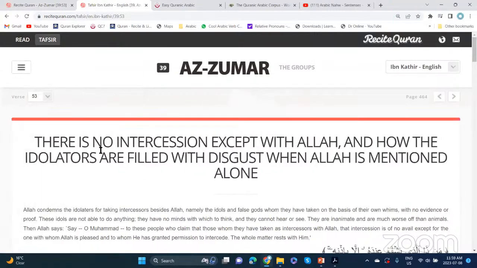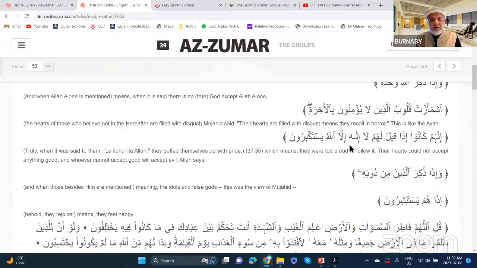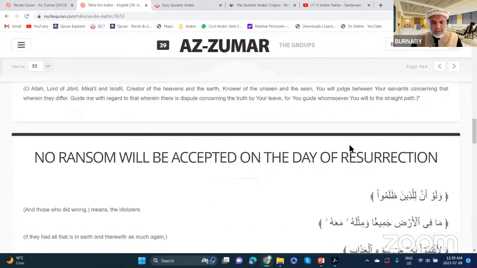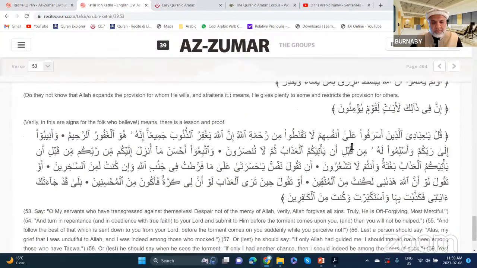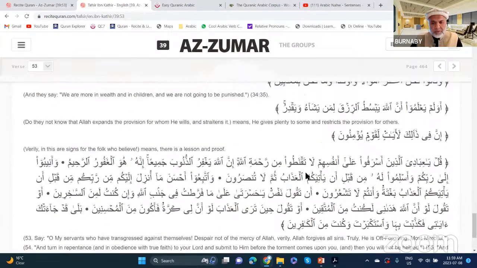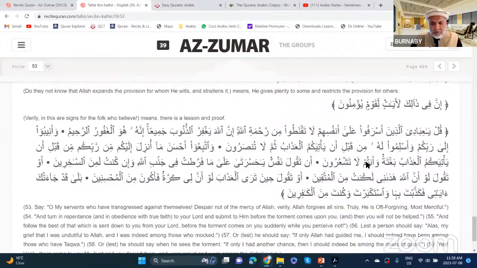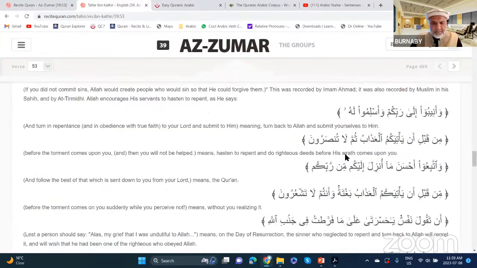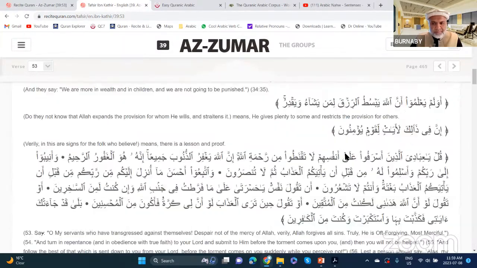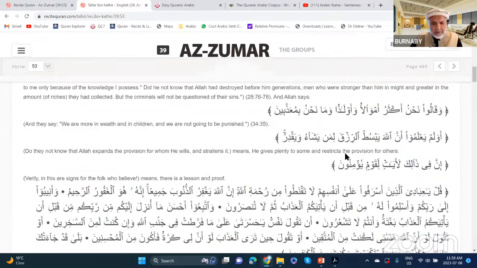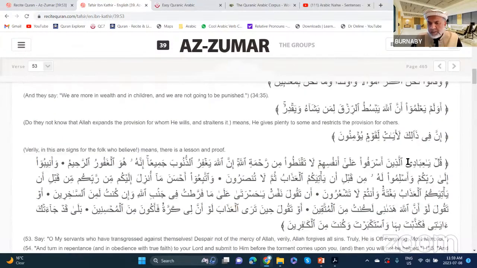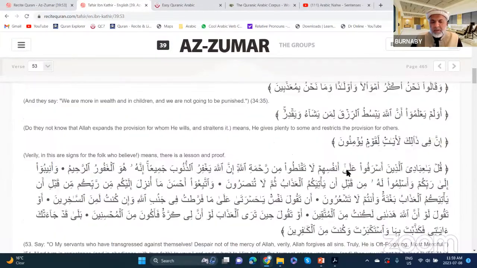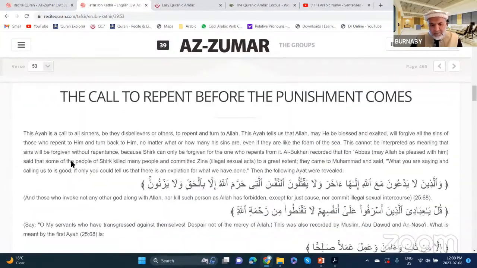Yes. So there is no intercession except with Allah, but we're not looking at that. We are looking at, let's see, the topic would be, what happened? Yakul ya ibadi. It should be on the next page, I think. Let's see. All right, where is it? The call to repent before the punishment comes. Yes. Isn't that what we're talking about, that we should seek Allah's help and not wait till the last minute, and we can read from here, inshallah.